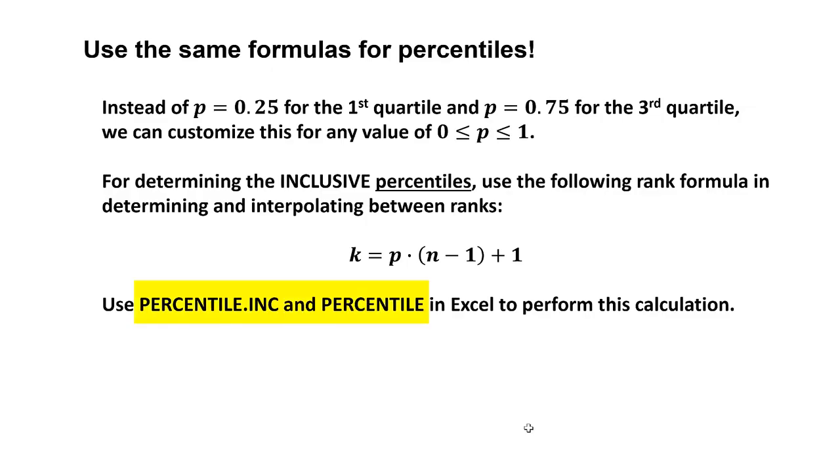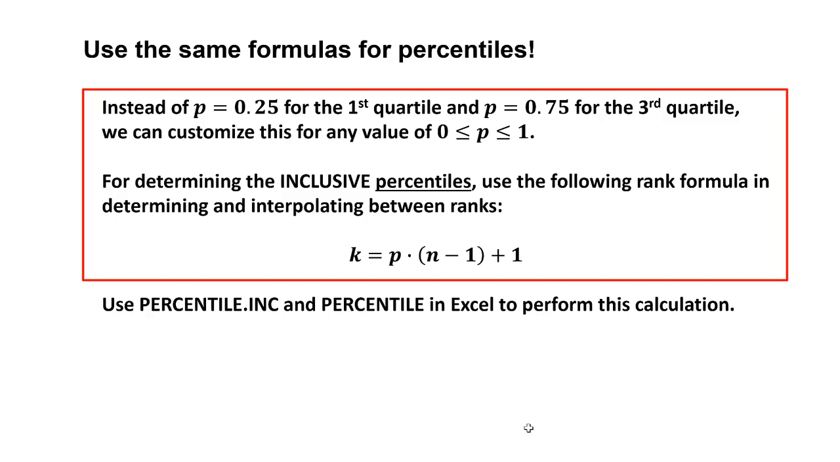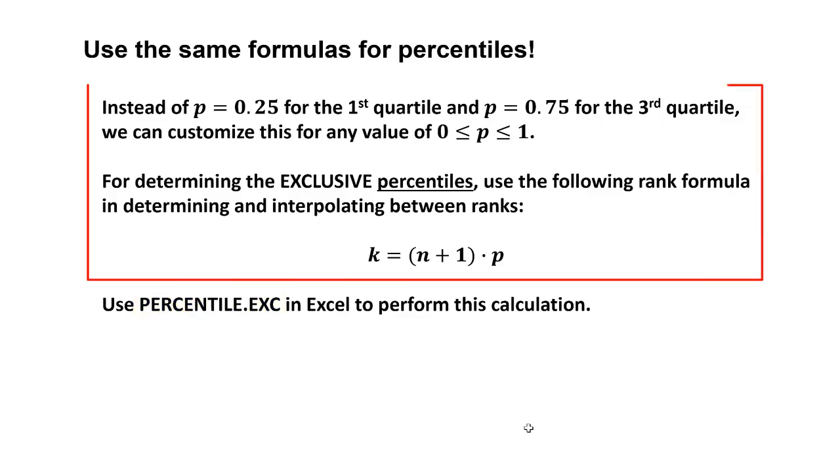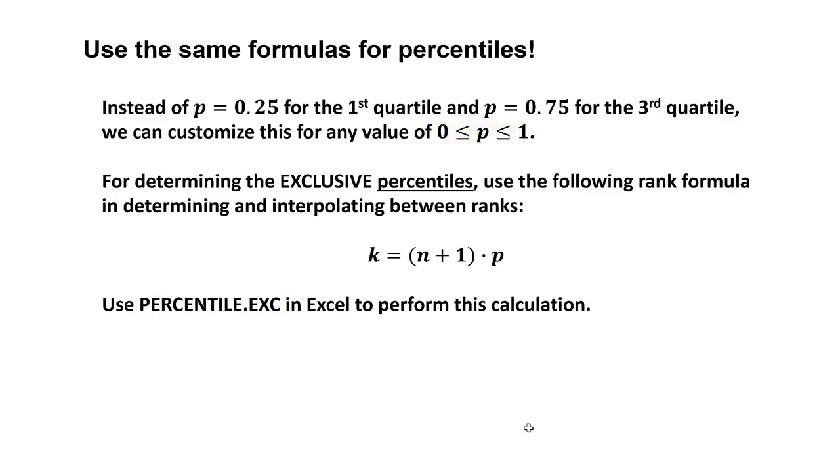We can use the PERCENTILE.INC and PERCENTILE functions to perform inclusive percentiles. The only difference here now is p can be any value between 0 and 1. It doesn't have to be constrained to 0.25 or 0.75. Similarly, we can use the PERCENTILE.EXC function in Excel to perform this calculation. And again, p can be anything between 0 and 1.